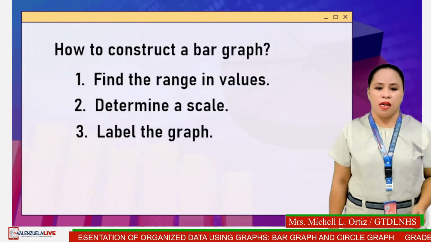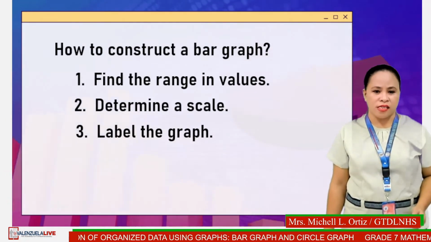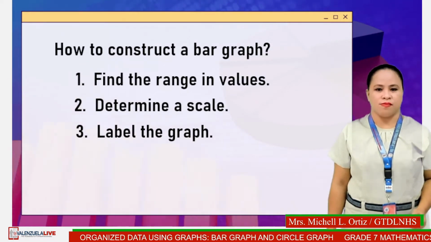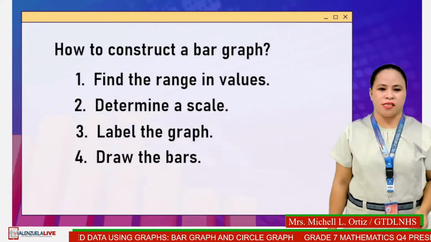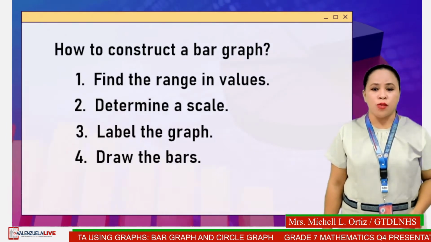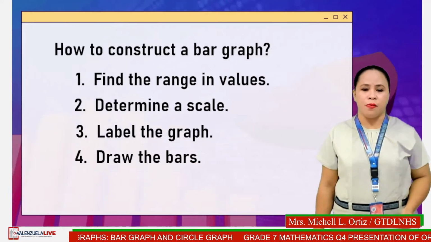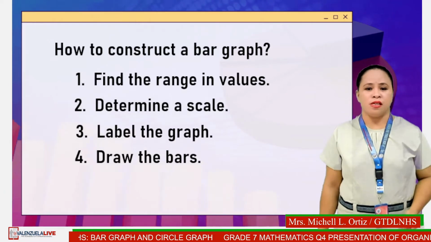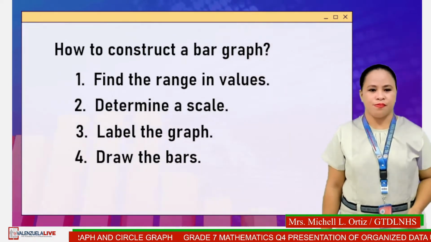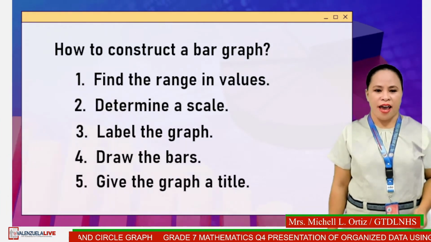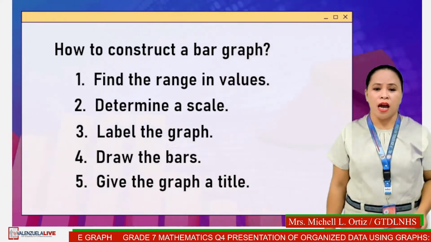Number 3, label the graph. What data is on the horizontal axis and on the vertical axis? Number 4, draw the bars. The length of the bars should be proportional to the quantities they represent. The width of the bars must be equal. Spacing between the bars must also be equal. Number 5, give the graph a title. Tell something about the graph.